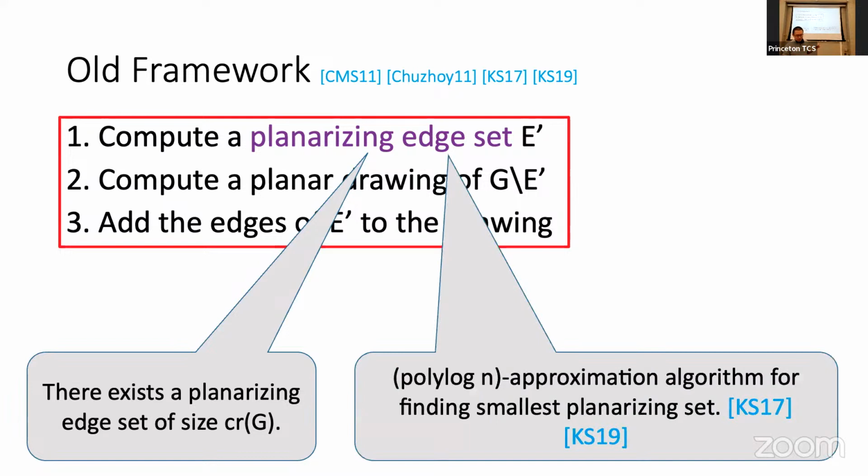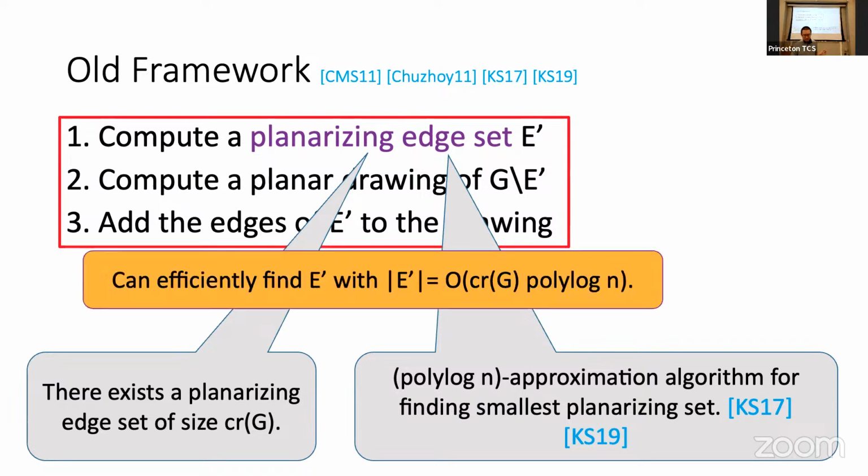And in the breakthrough work, a sequence of 2 works by Kobayashi and Sidopoulos, they get a very nice polylog approximation algorithm for computing the smallest edge planarizing set. Combined together, they show that we can find a planarizing edge set with size approximately CRG. This is how we implement the first step of the framework.